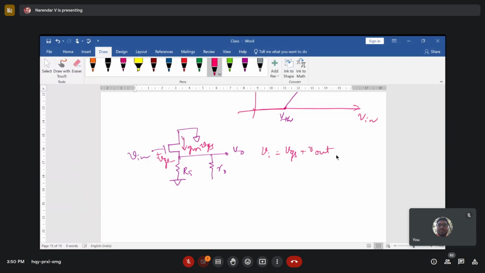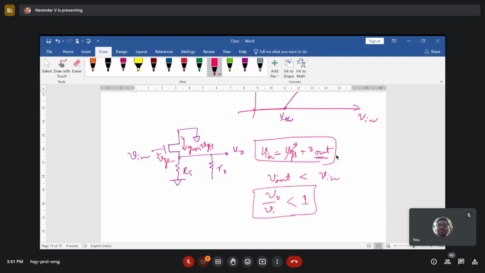V out is always less than V input. Notice this expression for V input and V output: V output is always less than the V input signal. If VGS is equal to 0, then V input is equal to V output. So V output is always less than V input. Now if you take V output by V in, the gain is definitely going to be less than 1, and at maximum you will get a gain equal to 1, not higher than that.